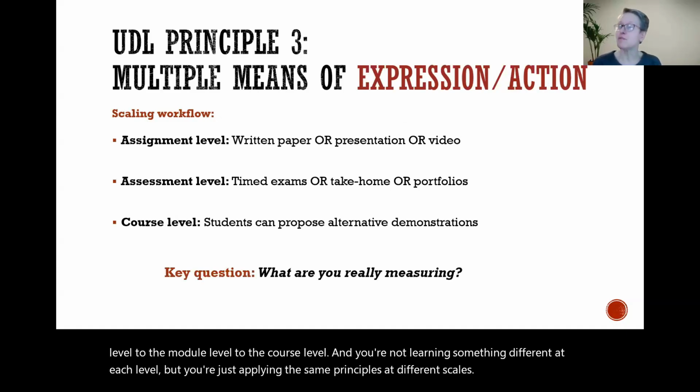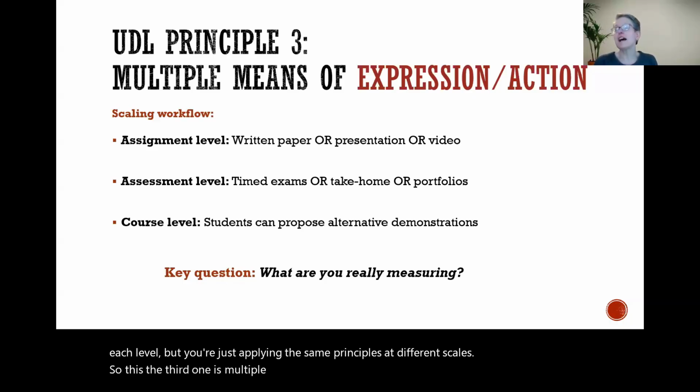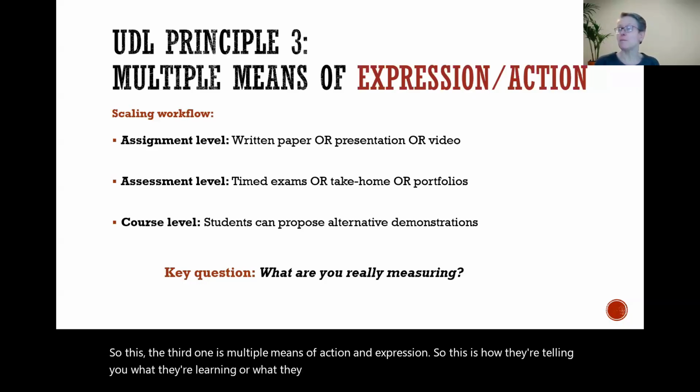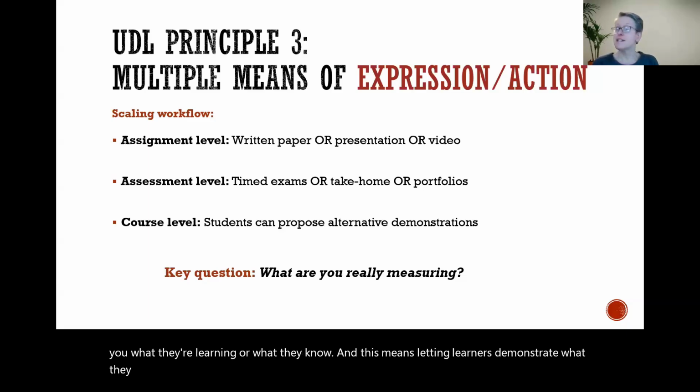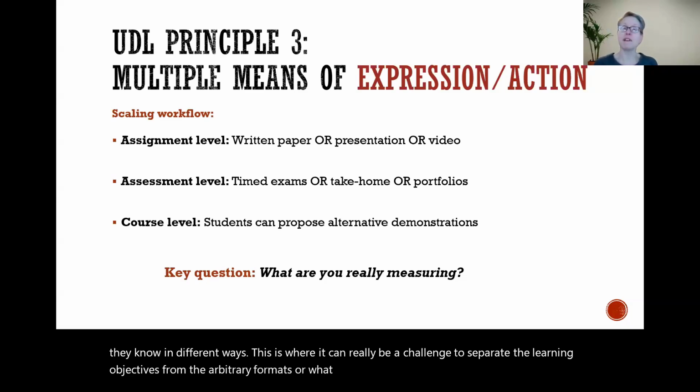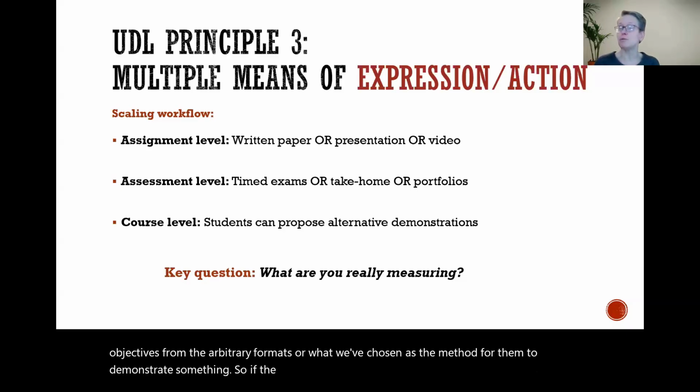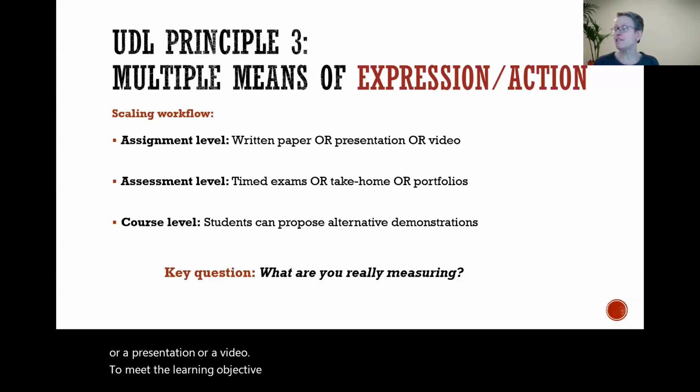So the third one is multiple means of action and expression. So this is how they're telling you what they're learning or what they know. And this means letting learners demonstrate what they know in different ways. This is where it can really be a challenge to separate the learning objectives from the arbitrary formats or what we've chosen as the method for them to demonstrate something. So at the assignment level, maybe students could choose a written paper or a presentation or a video to meet the learning objective. Maybe at the assessment level, they could have timed exams or take-home assessments or maybe portfolios.